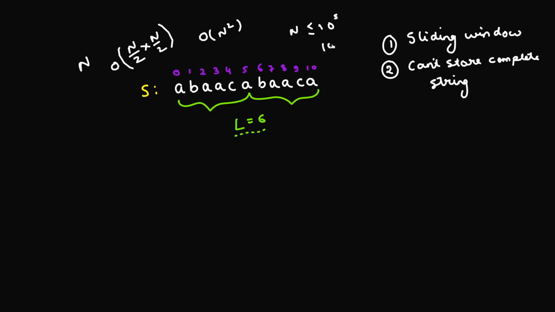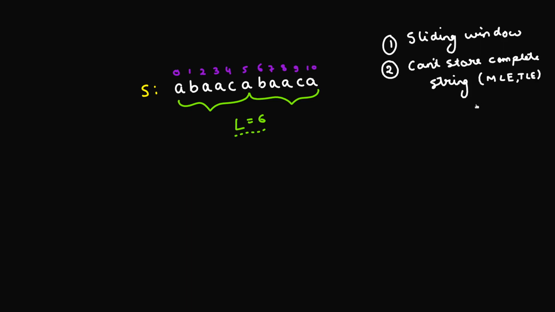So n squared is going to be 10 to the power 10, and you are going to have memory limit exceeded or time limit exceeded and so on. So you cannot actually store all the complete strings, and you cannot simply look up in a set or a map whether a given string is repeating or not. So we cannot do that.